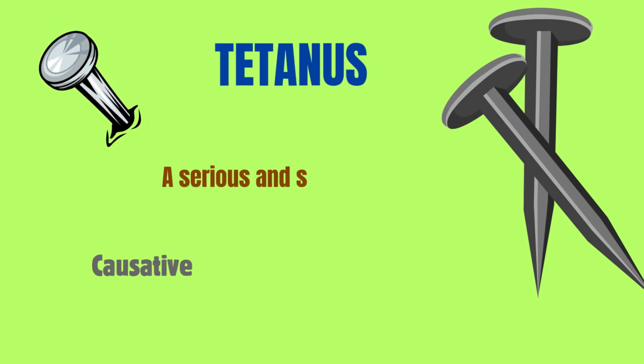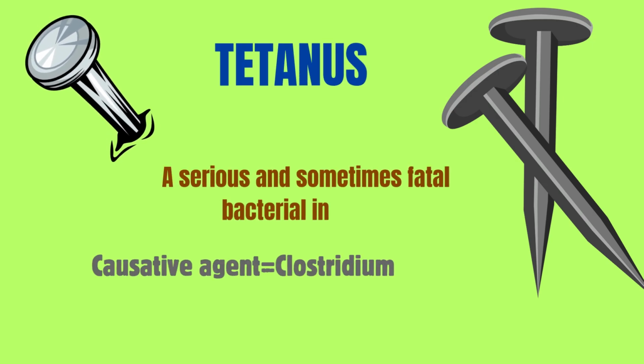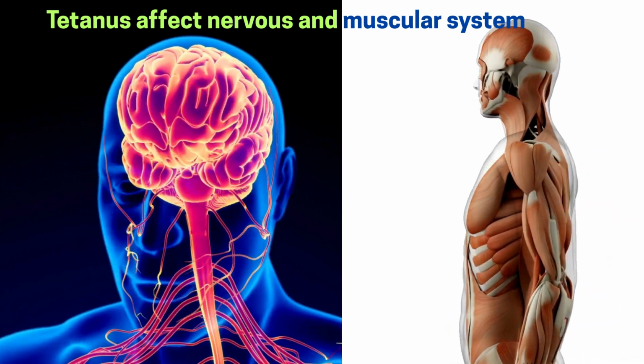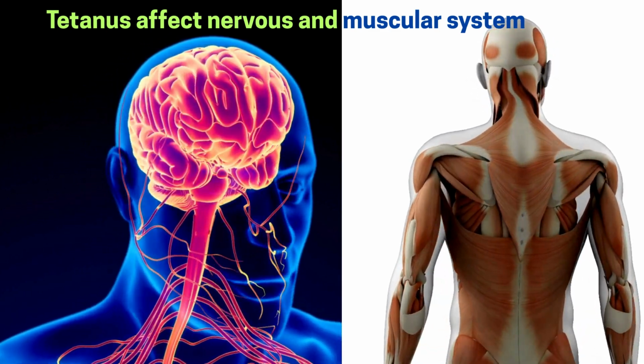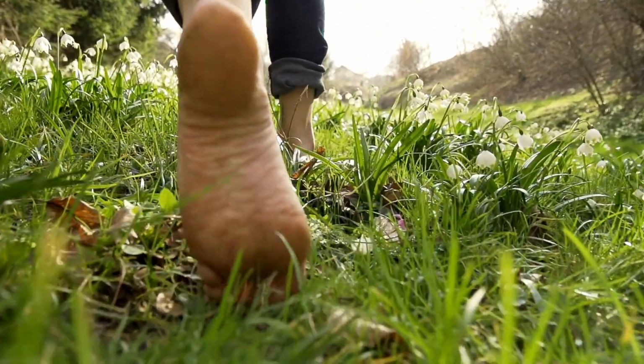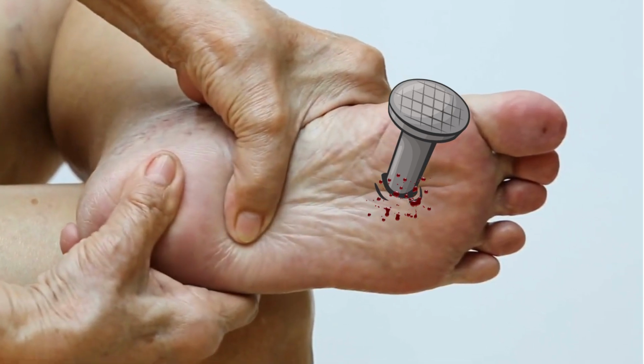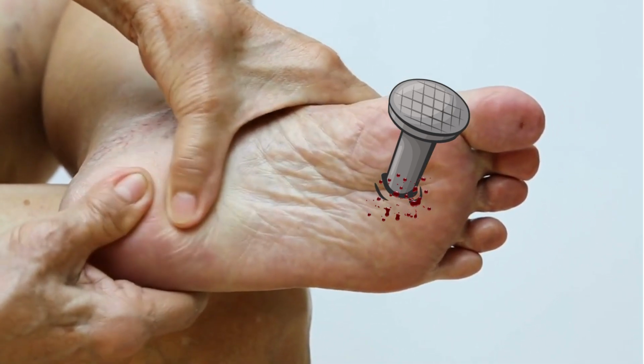Tetanus is a serious and sometimes fatal bacterial infection caused by Clostridium tetani. It is the disease affecting nervous and muscular system. Have you ever stepped on a rusty nail or had a deep wound from metal? It might seem like a minor injury, but it could be dangerous.